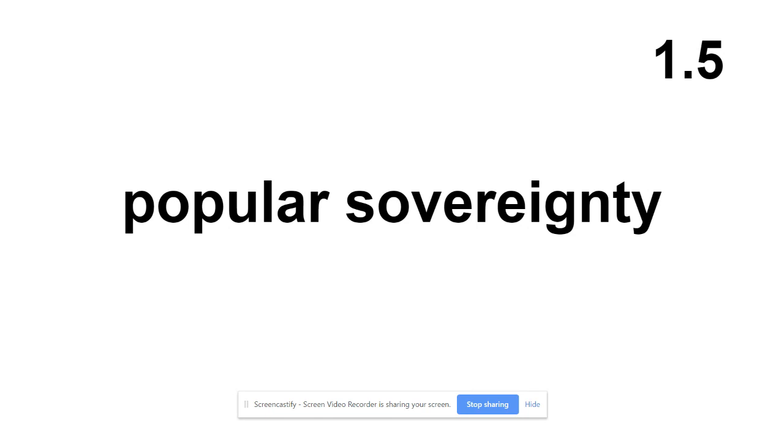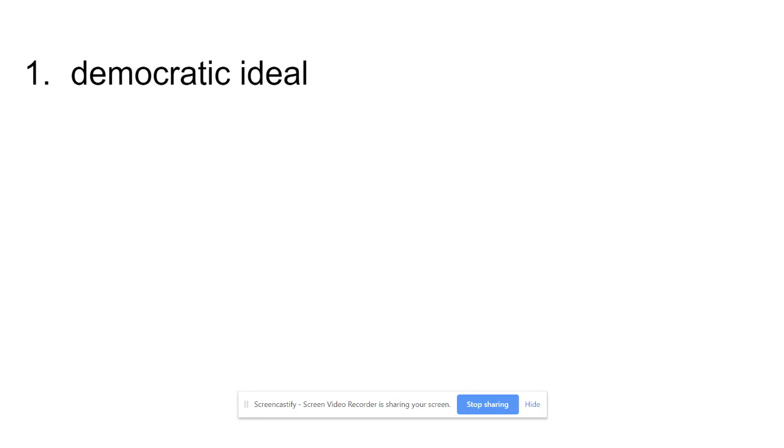The root word of sovereignty is sovereign. The king used to be called the sovereign, and that just meant he was the power. So a sovereignty means power. So literally popular sovereignty means people power. The people have power. That's what popular sovereignty is. People have power. So flip over. It's a democratic ideal.